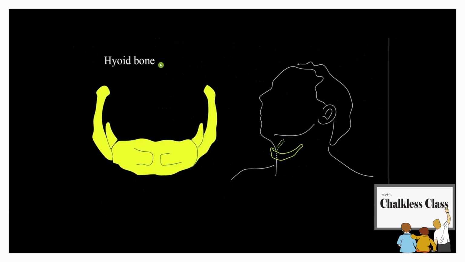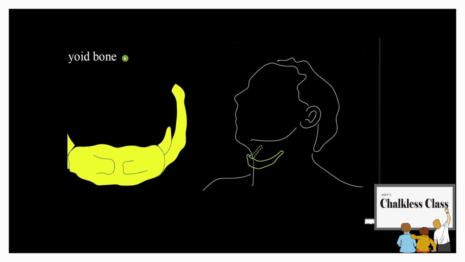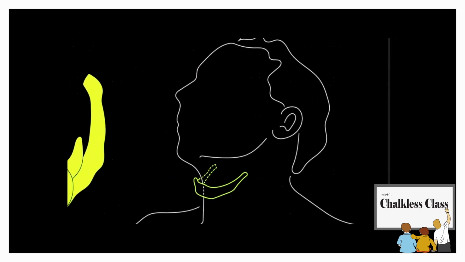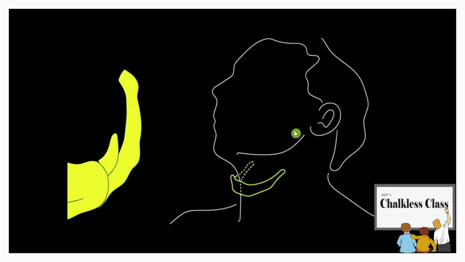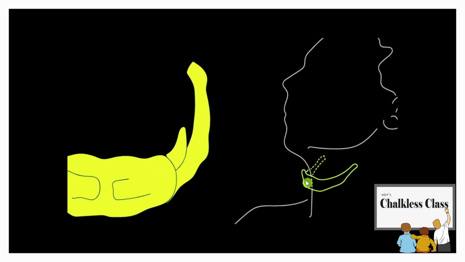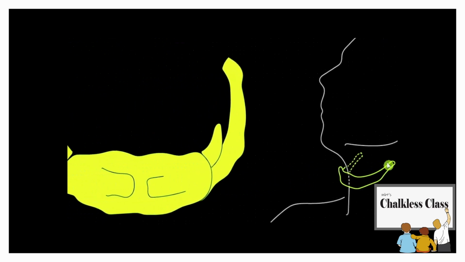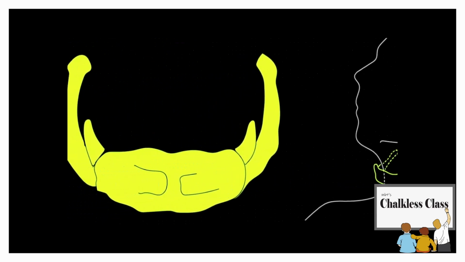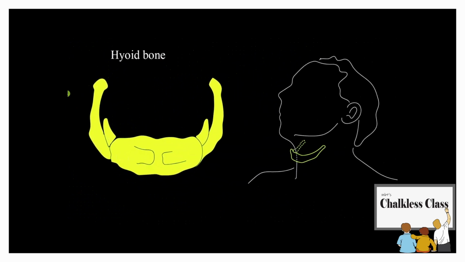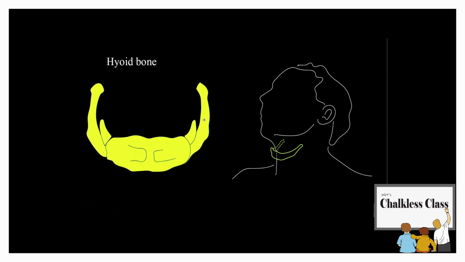Hyoid bone. It is one of the skull bones, but this hyoid bone is not associated with the skull. It is placed outside the skull. This is the position of the hyoid. Above the larynx, it is present. It is a U-shaped bone. This is the hyoid bone. This one, it is a U-shaped bone. This is the body. These are the horns, longer horn and shorter horn.